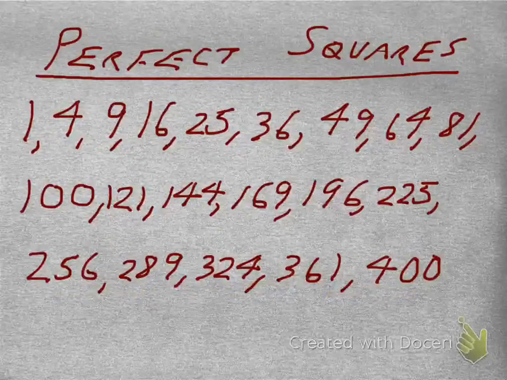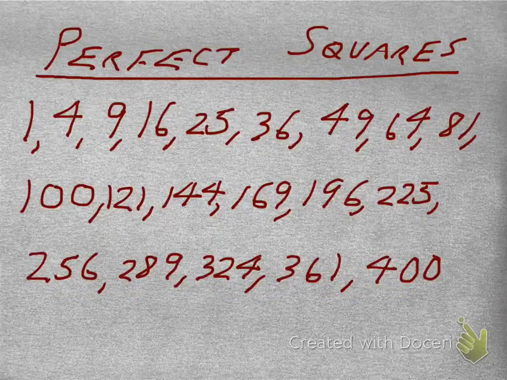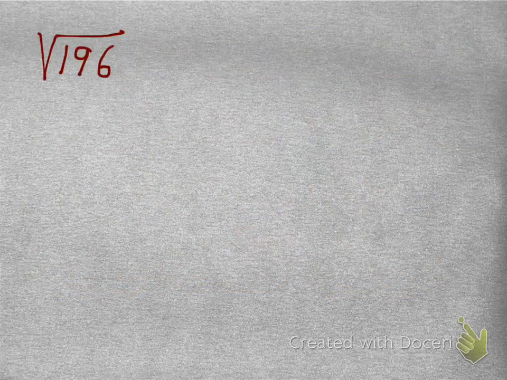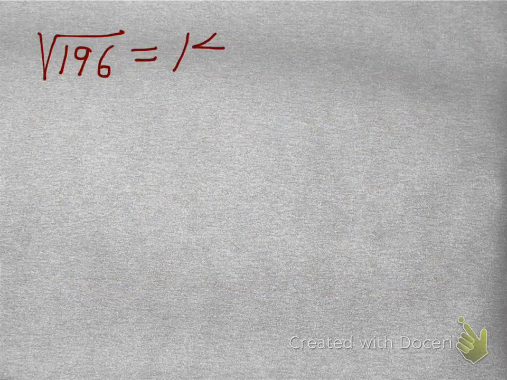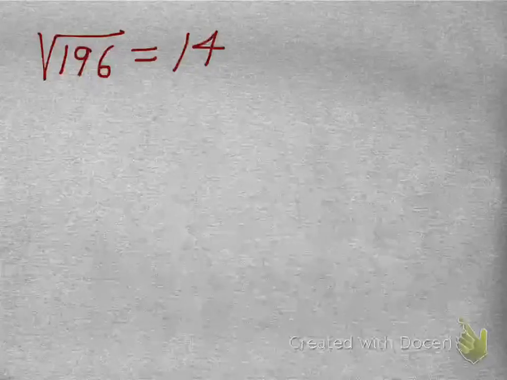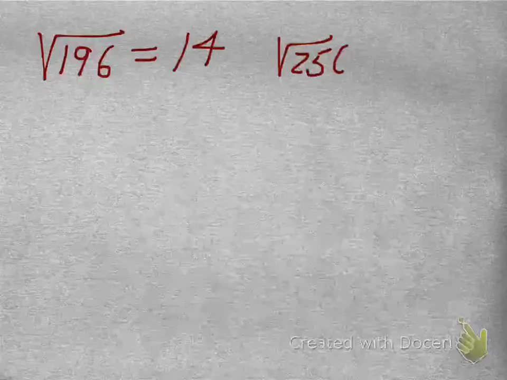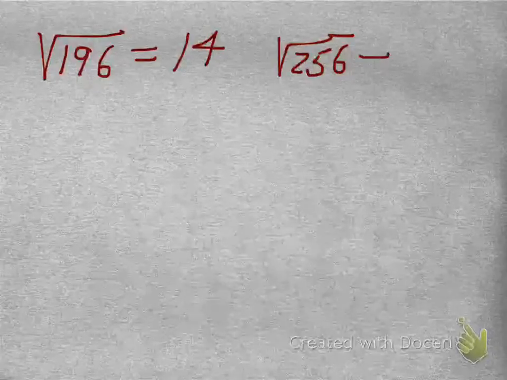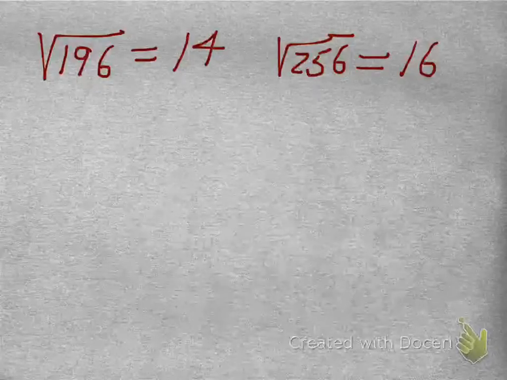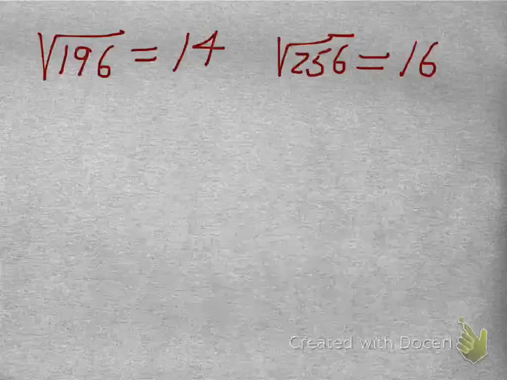Now, we want to be able to simplify radicals. So let's say we have the square root of 196. If we go back to our list of perfect squares, 196 is in our list, and the square root of 196 is equal to 14. Notice when I take the square root, the square root sign goes away. The square root of 256 is also in our list of perfect squares, and 16 times 16 makes 256.